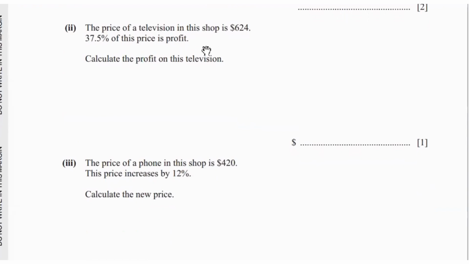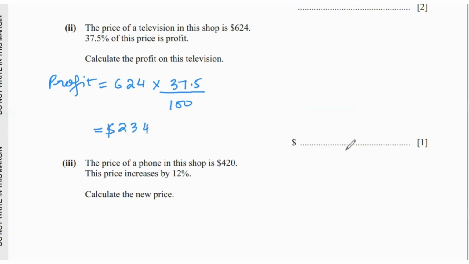Then it says the price of television in this shop is $624. 37.5% of this price is profit. Calculate the profit on this television. Let's find the profit. We find 37.5% of 624, which is going to be $234. And this is what your profit is. Simple.